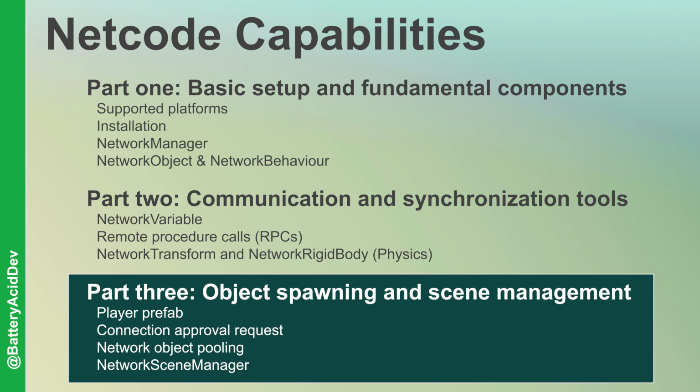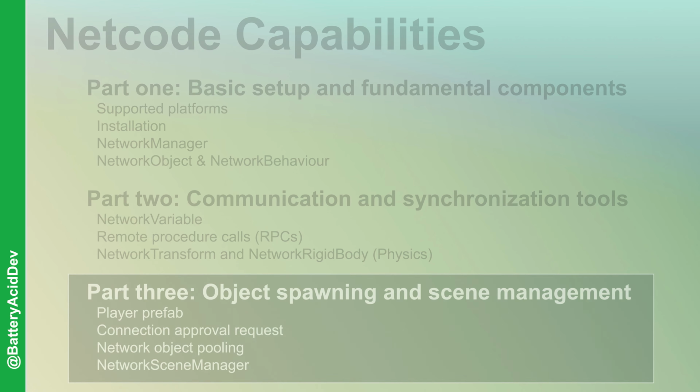This is part 3 in the 3-part series covering Netcode capabilities. If you haven't already, I recommend starting with the first video and working your way through the series. This video will review the tools for spawning network-aware objects and strategies for improving runtime efficiency with object pooling. It will also cover the technique for approving client connections and the benefits of using the NetworkSceneManager for scene and object synchronization.